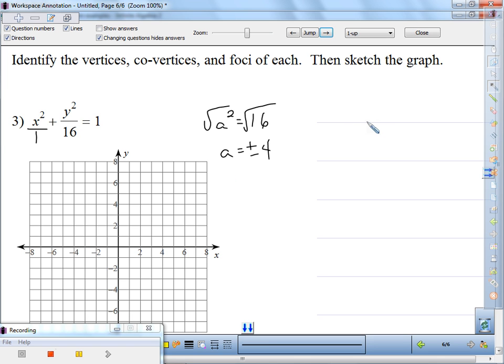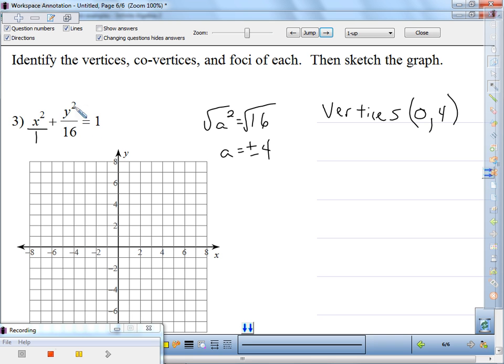Now, is it going to be 0, 4, or 4, 0? How do you know what is 0, 4? Okay, what's it underneath? It's underneath y. So that's going to be a y number. So x is 0 and y is 4.